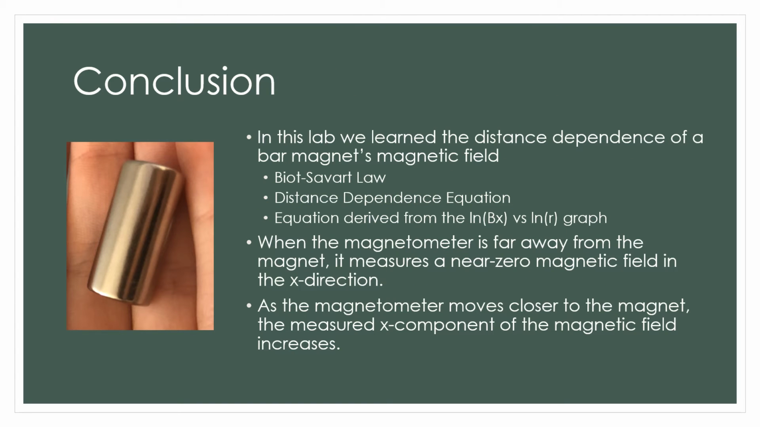In this lab, we were able to explore the distance dependence of a bar magnet's magnetic field based on how far away the observation location was. We analyzed these changes using the Biot-Savart law, the distance dependence equation, and the equation derived from the ln Bx versus ln r graph. We also observed that when the magnetometer is moved farther from the magnet, it measures a near zero magnetic field in the x direction. And finally, as the magnetometer moved closer to the magnets, the measured x component of the magnetic field greatly increased.